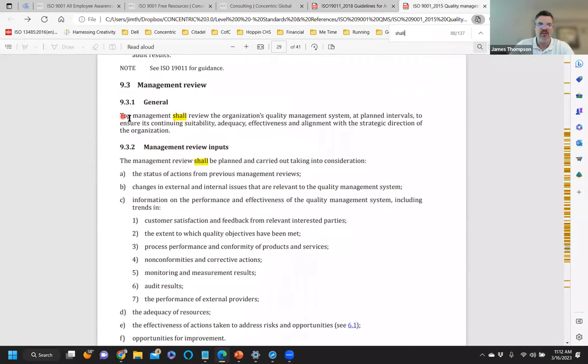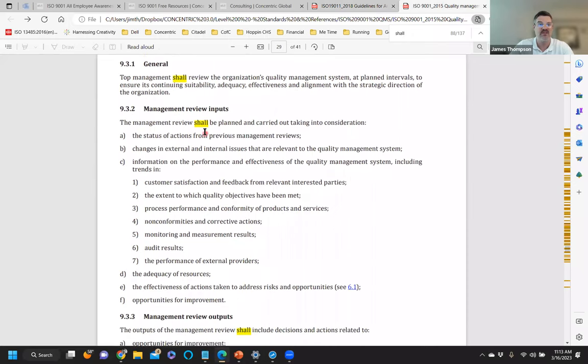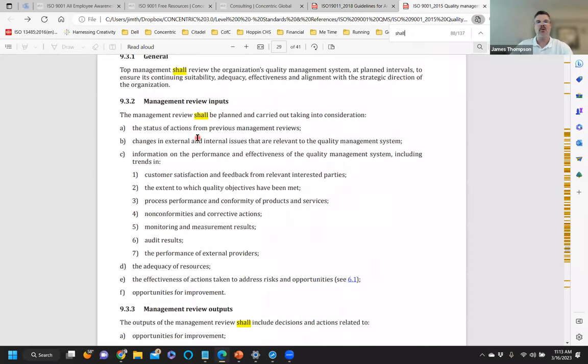9.3, management review. Top management shall review the organization's QMS at planned intervals, similar to auditing, to ensure its suitability, adequacy, and effectiveness in alignment with the strategy of the organization. So inputs. I look at this as, okay, these are the agenda items that the standard requires at a minimum that you, as a leadership team, as a top management group, cover, and beyond.